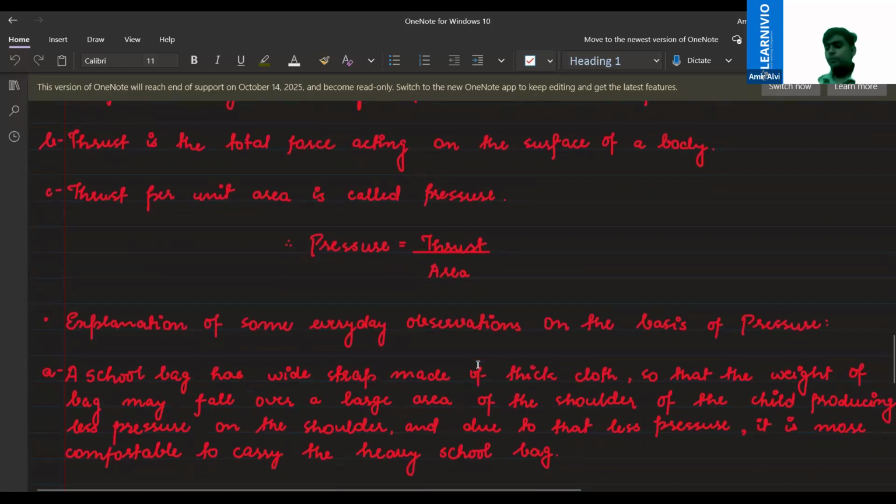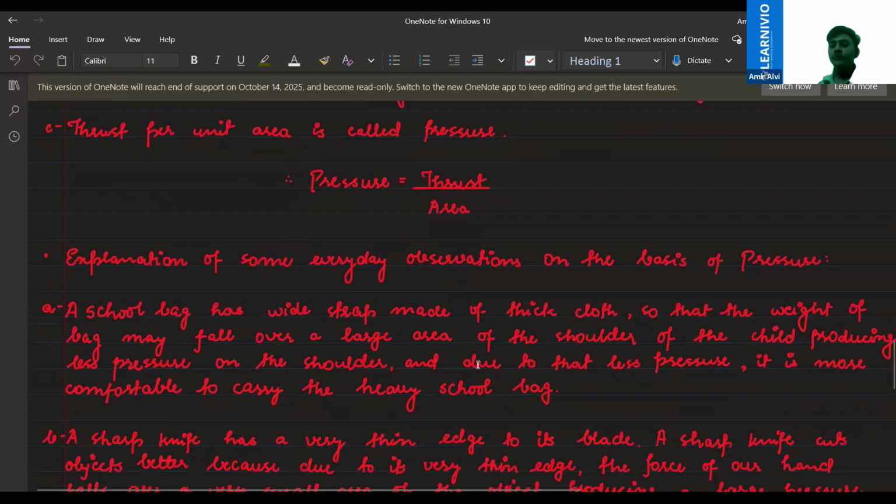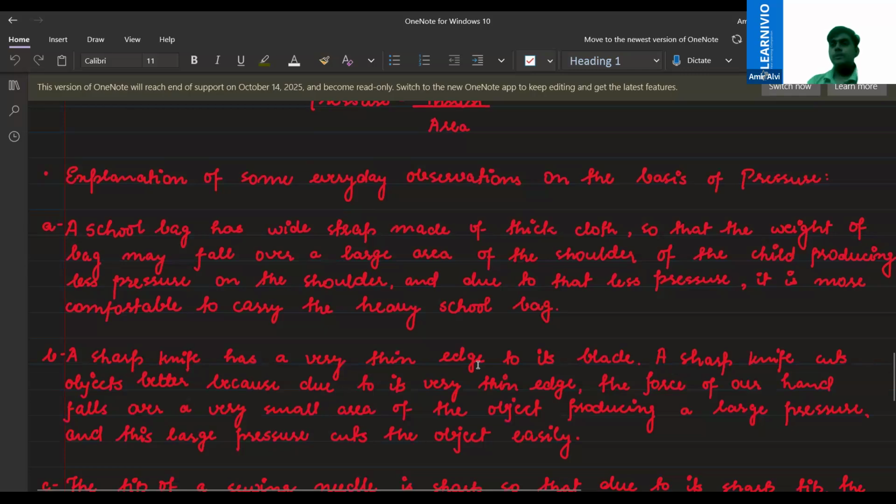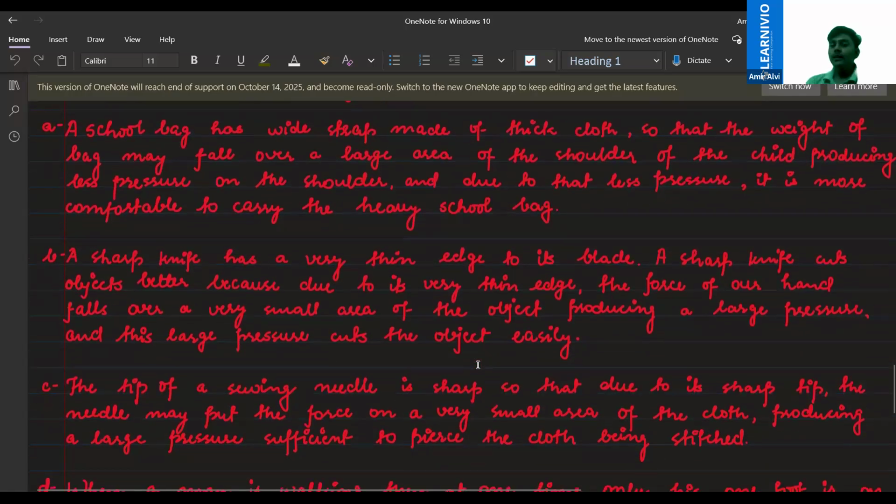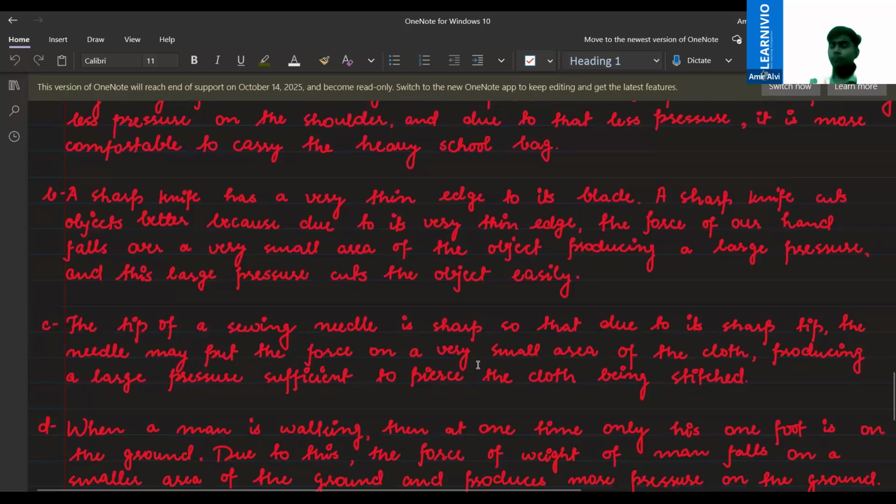In day-to-day life, we have seen this in pressure as well. A school bag has a wide strap, because if the straps are thin, they would harm your shoulders. They are made with larger area so that the pressure is small on the shoulders. A sharp knife can easily cut vegetables or butter because of the small area, so the pressure is high, but a blunt knife would not cut it. The tip of a sewing needle is sharp, so due to its sharp tip it easily stitches the cloth. Otherwise, it would tear it apart.